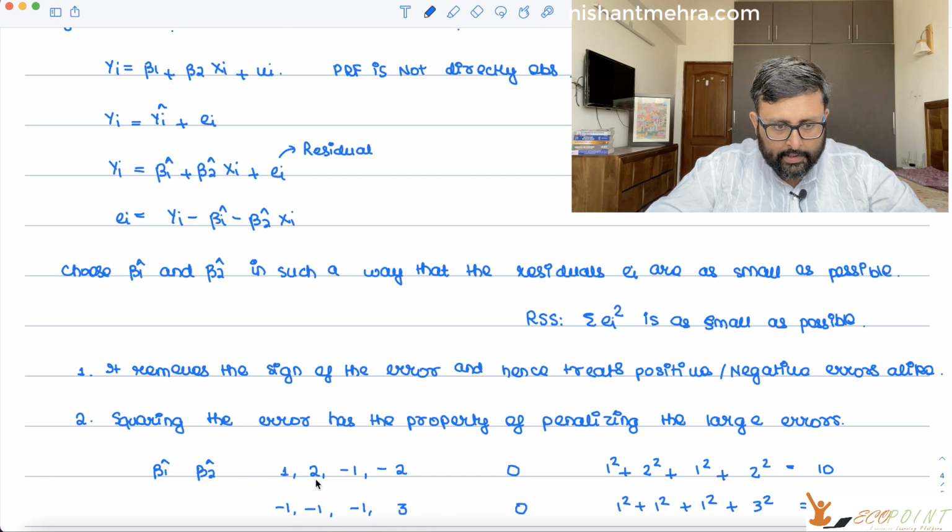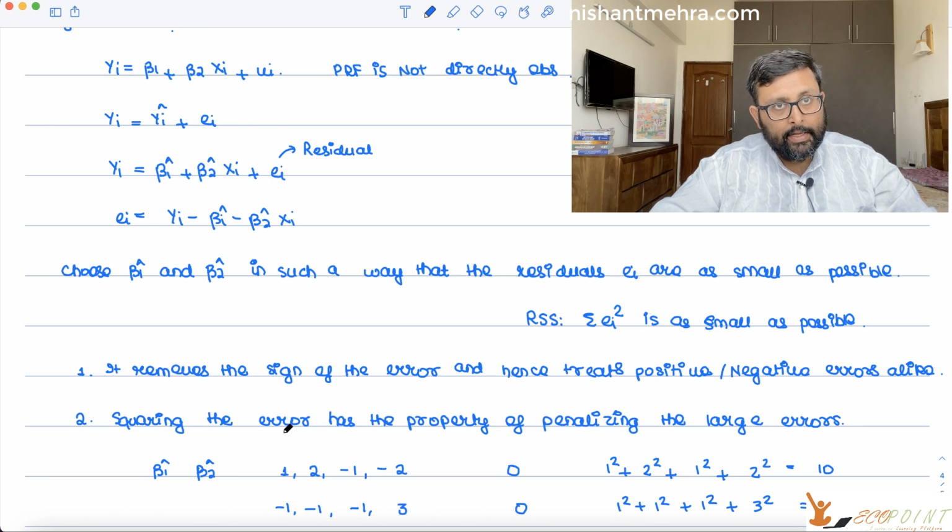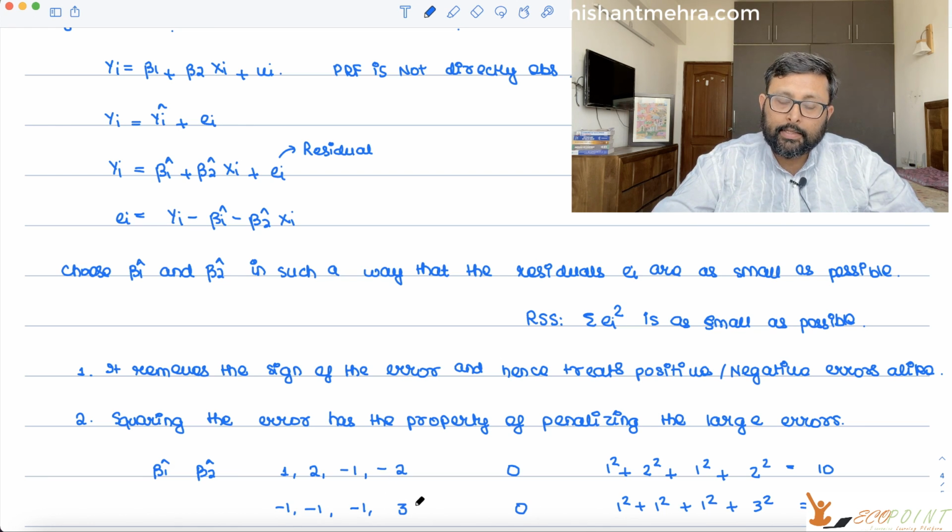In the second case, yes, one of the errors has reduced, from 2 to minus 1. But one of the errors has gone very large, 3. Since you have a large error, squaring the error has penalized this case more than the earlier one. You got an idea? When you have squared the error, it has penalized this scenario more than the earlier one, and that's what you want.